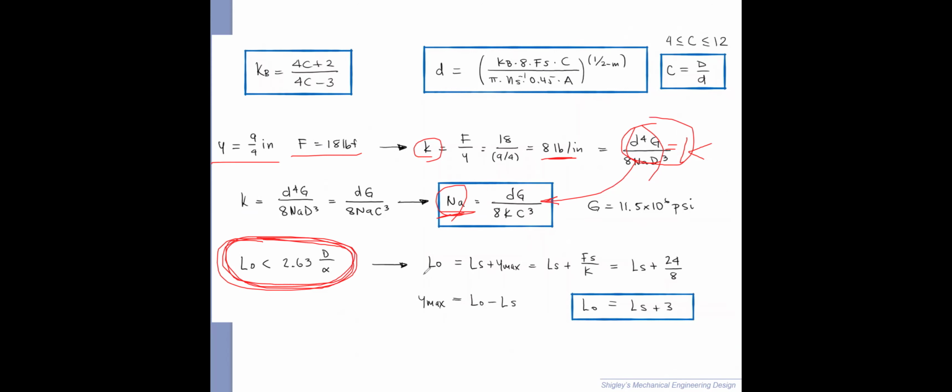Okay, and L naught, the free length, equals the solid length plus Y max, the maximum deflection, which equals LS, the solid length, plus FS over the spring constant. FS equals 24, the problem tells us, and K equals 8. So we get L naught equals LS plus 3, okay?